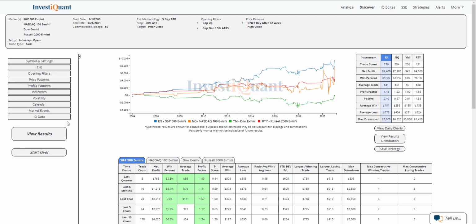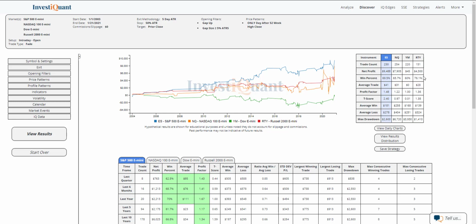So historically, the S&P has 70% winners on that 230 samples. The NASDAQ, 66% winners. The Dow, 60%. And the Russell, 76% winners on this. And if we look at average win and average loss, the average win is smaller than the average loss here in the S&P. That is true for the NASDAQ. That is true for the Dow. And that is true for the Russell.